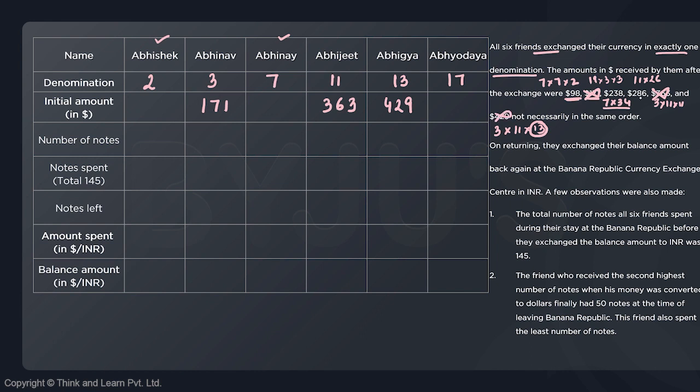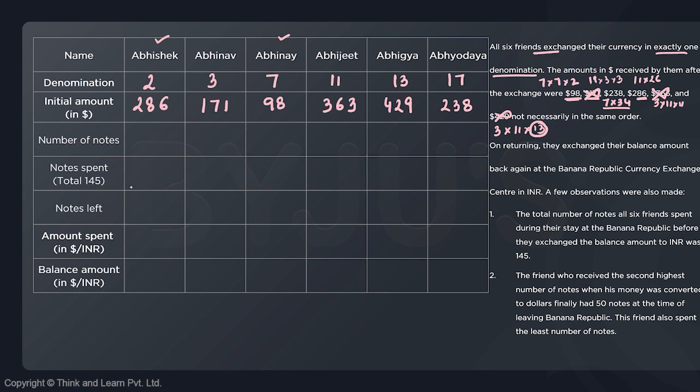Now, if I look at this 286, 286 was a multiple of 11, 13 and 2. It cannot be a multiple of 11 now because Abhijit has already occupied that. It cannot be a multiple of 13 because Abhigya has occupied that. So Abhishek must be having this 286. That means 98 must be there with Abhinay only, and therefore 238 can be with Abhyodaya only. So that way I get to know which person has got how much amount in dollars. I'm sure you understood this point.